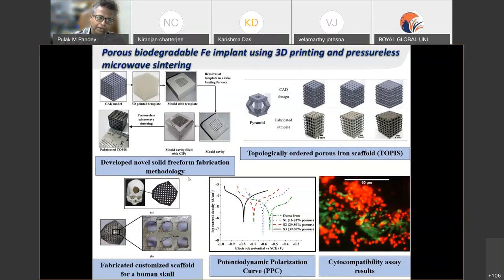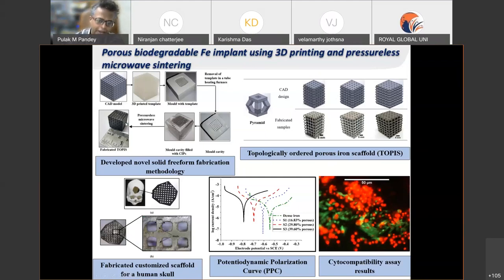Here, basically, the idea is that these are pure iron scaffolds, correct? This is a CAD model, and this is a stereolithography 3D printed template. Then it is a typical material which has been developed, and this is a mold, so it is inside here. Then we put it in a furnace and evaporate it. We get this mold cavity, fill it with spherical carbonyl iron particles, and then do the pressureless microwave sintering, and we get these various structures.